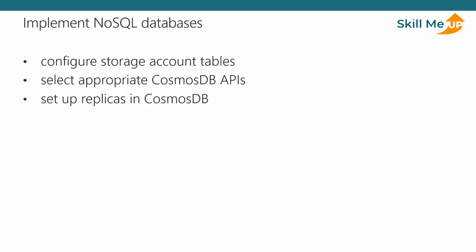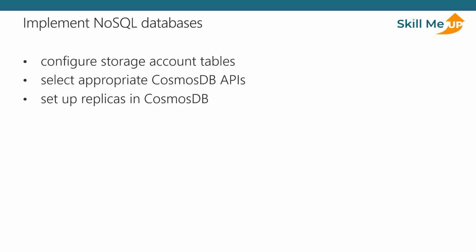Anyways, Cosmos APIs. There's the Cassandra API, Gremlin API, MongoDB, Table API, and SQL API. The whole idea behind these APIs is that they give you different ways to access the data that's in Cosmos and whatever is appropriate for your application and your solution.